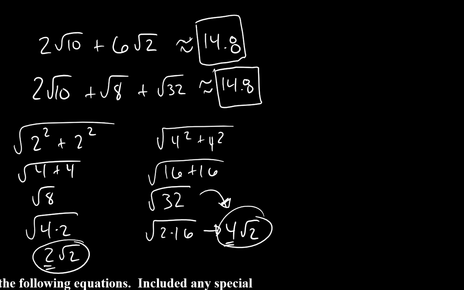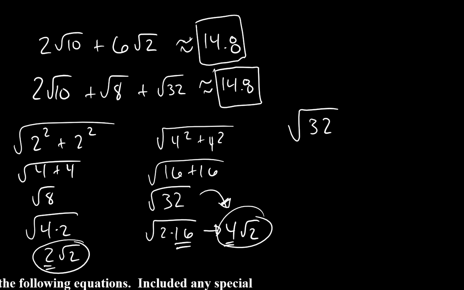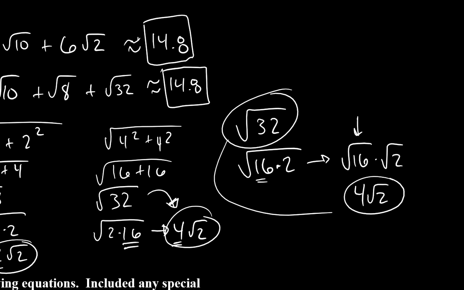32 has a perfect square in it, right? It's got this 16. And generally what we do is we look at radicals like this and we say, hey, does this have any perfect square factors? And if it does, we just like to rewrite it as 16 here times 2. We write the perfect square by itself. And because this is multiplication, I can change this. This is the same as the square root of 16 times the square root of 2. And because the square root of 16 is just 4, this becomes 4 root 2. So this is just a different form, but root 32 is the same thing as 4 root 2.